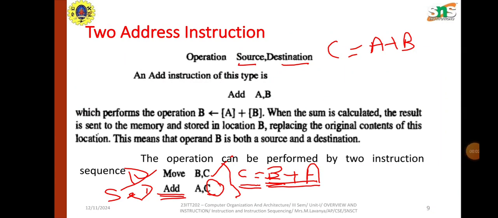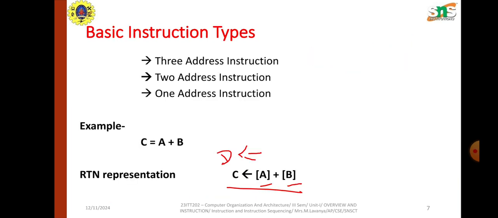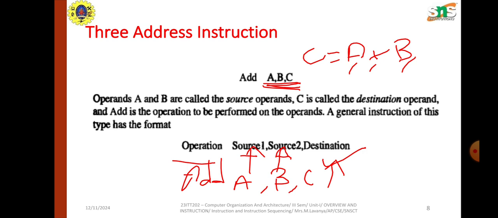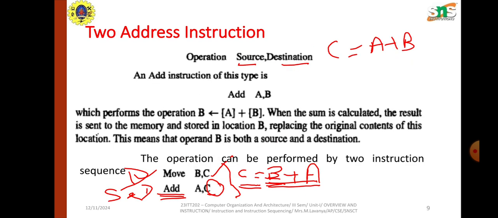This is the continuation of assembly language notation, where, as we have seen, it is categorized into three types: one address, two address, and three address. We have seen the three address instruction completely, and for two address we have seen that the same instruction will be subdivided into multiple steps. To perform a simple operation, the number of steps involved will increase in two address instructions.